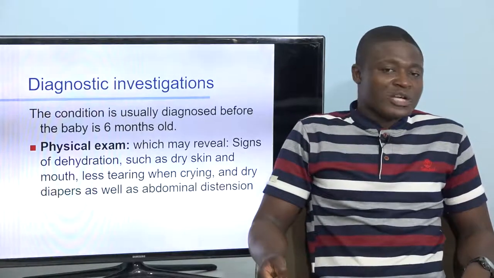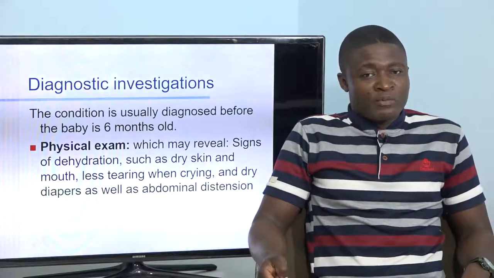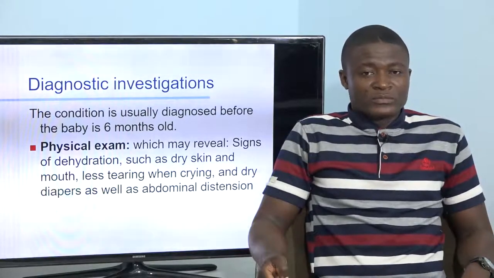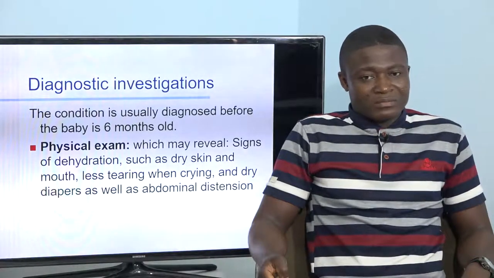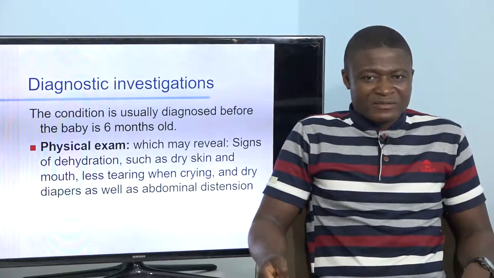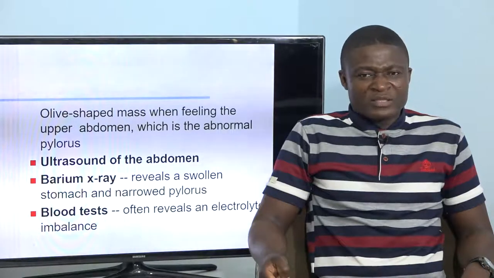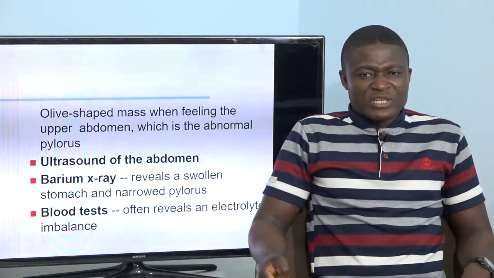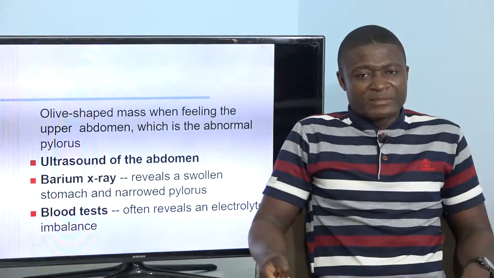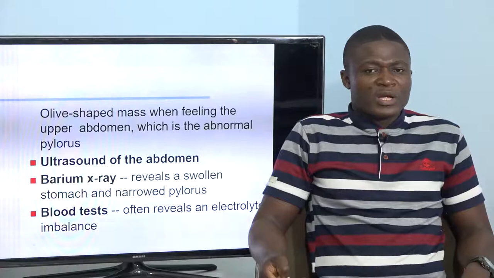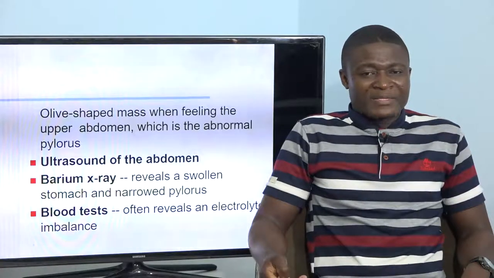Diagnostic investigations. What are you going to do to confirm that this child is suffering from pyloric stenosis? The condition is usually diagnosed before the baby is 6 months old. Physical examination and history. This may reveal signs of dehydration such as dry skin and mouth, less tearing when crying, and dry diapers, as well as abdominal distension. There is an olive-shaped mass when feeling the upper abdomen, which is the hypertrophied pylorus. An ultrasound of the abdomen can also identify the anomaly. Barium X-ray reveals a swollen stomach and narrowed pylorus. Then blood tests. This often reveals an electrolyte imbalance in the body.